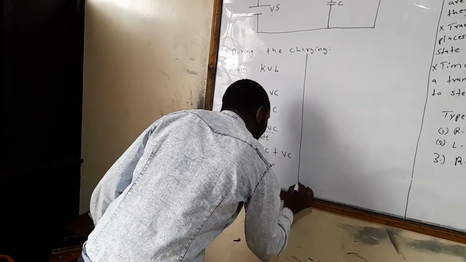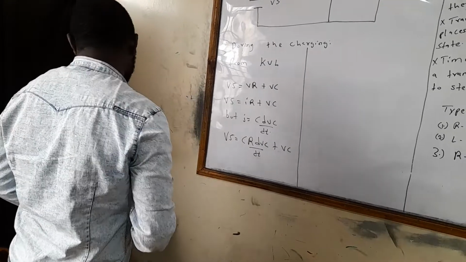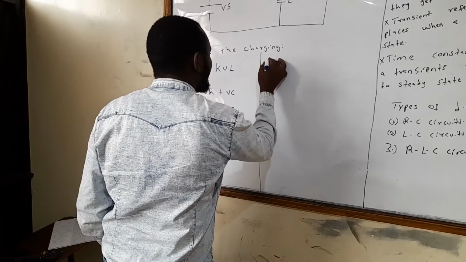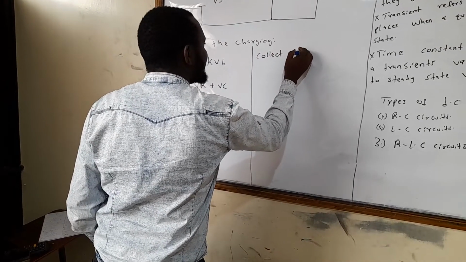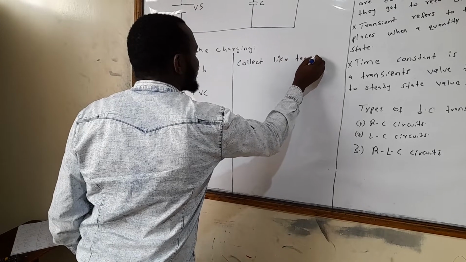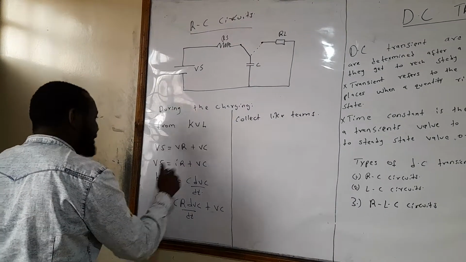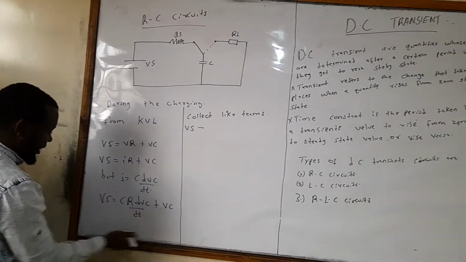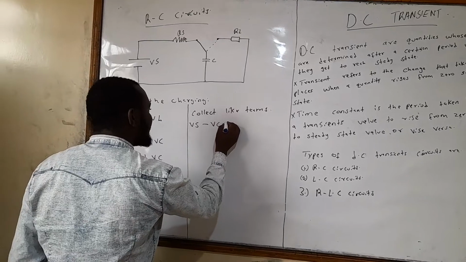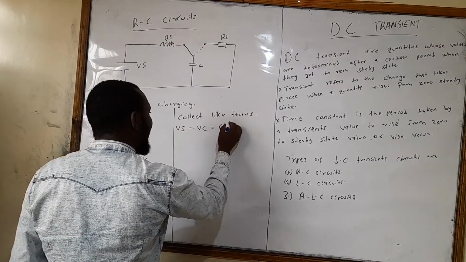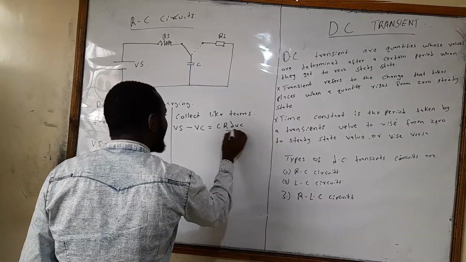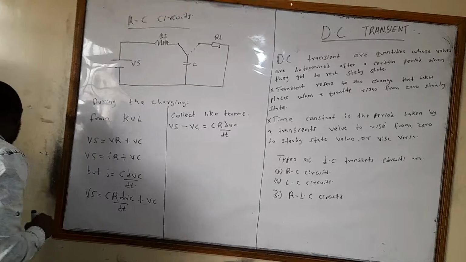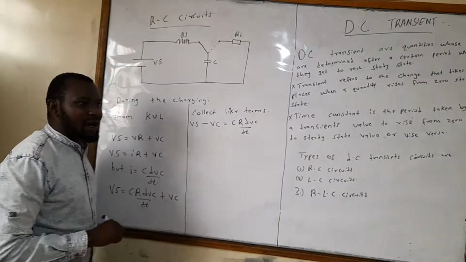The second thing you are going to do is to collect like terms. That is Vc. Vs minus Vc, this Vc comes to this other side, minus Vc is equal to CR dVc divided by dt. After that, we are going to separate the variables.